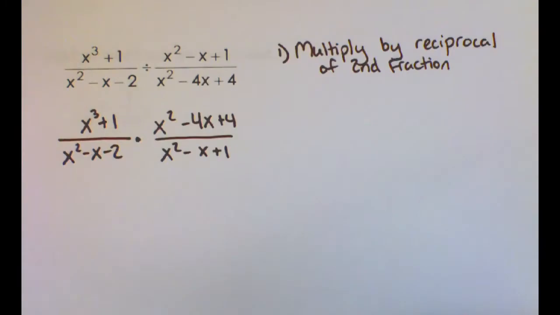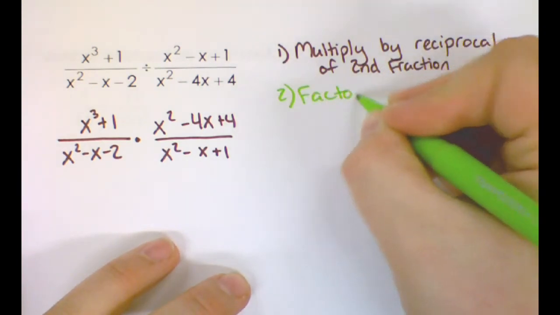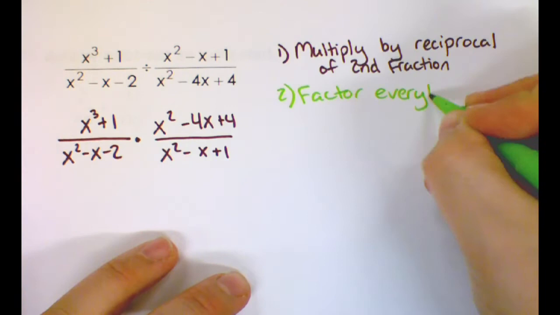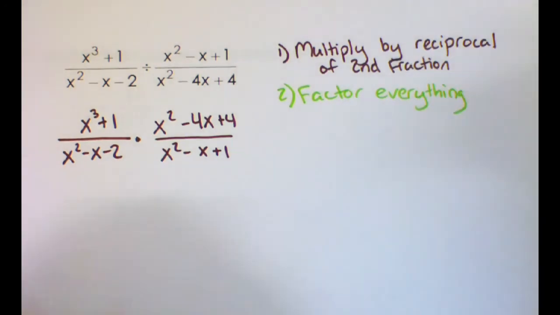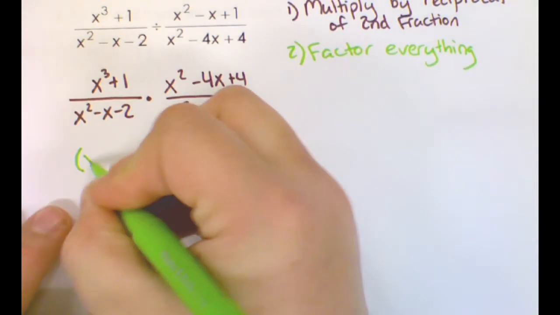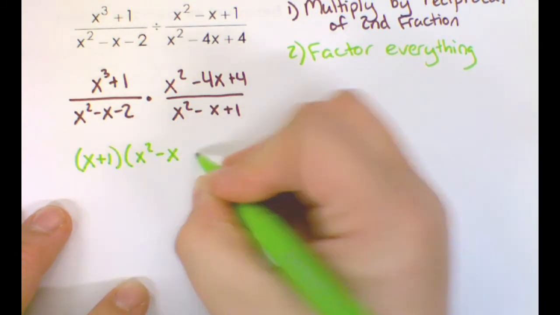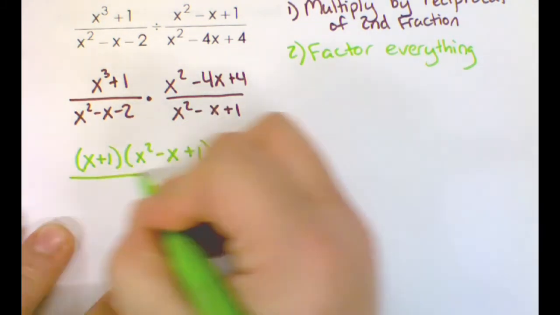All right, then we just treat it as multiplication. We're going to factor everything. And you can factor before you flip, that's fine as well, but you cannot simplify it until after you flip. So I factor everything. x cubed plus 1 is (x plus 1)(x squared minus x plus 1).